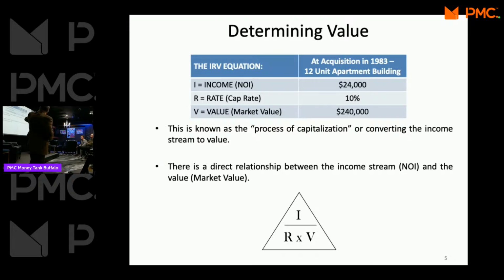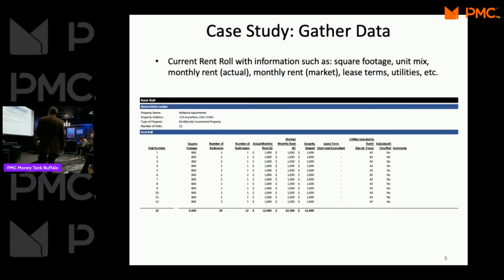Okay. Known as the Erb equation. The Erb equation. So hang on to that thought, because we're going to use that to go forward here. So let's take a look at this case study.